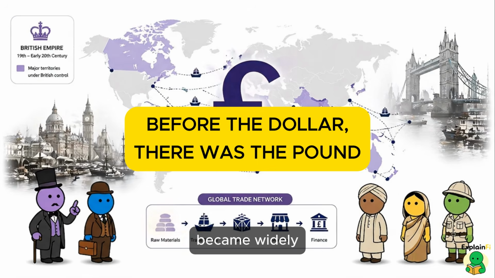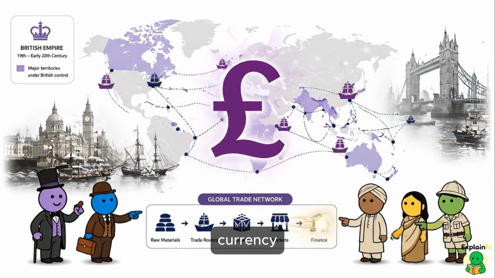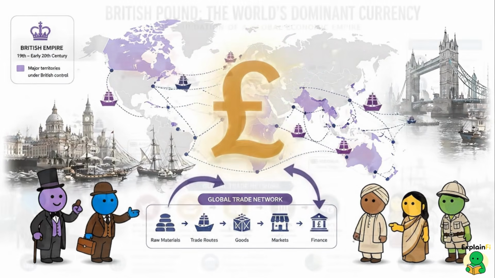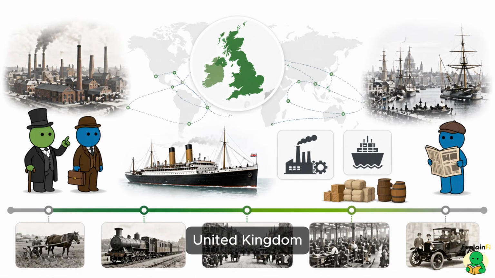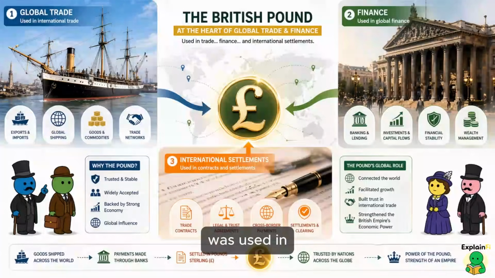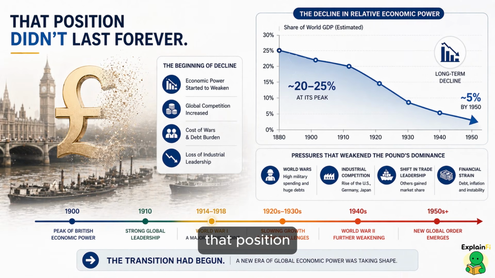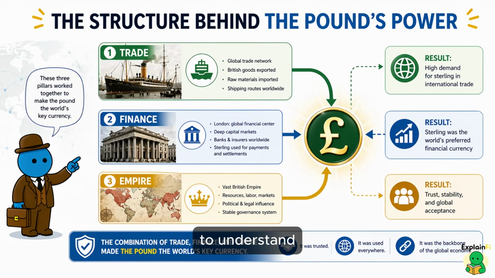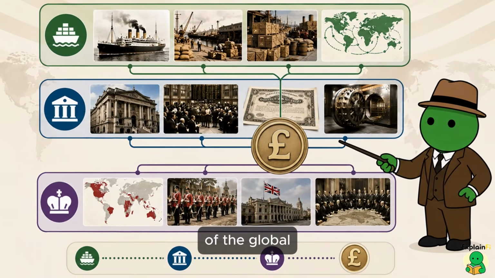Before the US dollar became widely used globally, the dominant international currency was the British pound. For much of the 19th and early 20th centuries, the United Kingdom was one of the world's leading economic powers. Its currency was used in trade, finance, and international settlements. But that position didn't last forever.